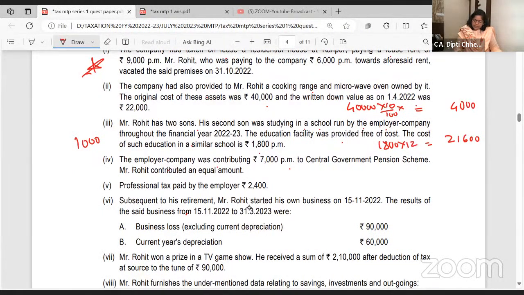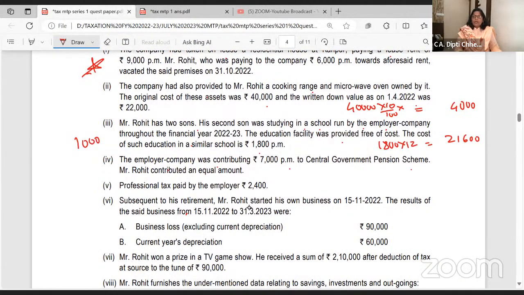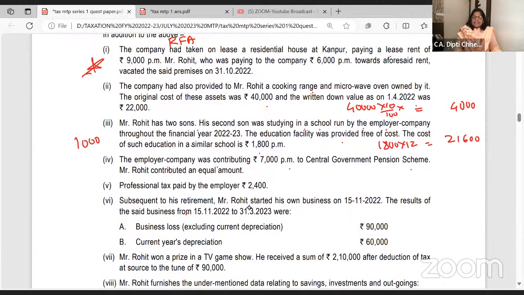Employer contributing 7,000 per month to pension fund, an equal amount. So 80CCD(1). Okay. Employer can contribute how much of the salary? 10%. Beyond that, it will be taxable. Okay. Right. Exemption toh milega. Abhi toh pura taxable kar do.